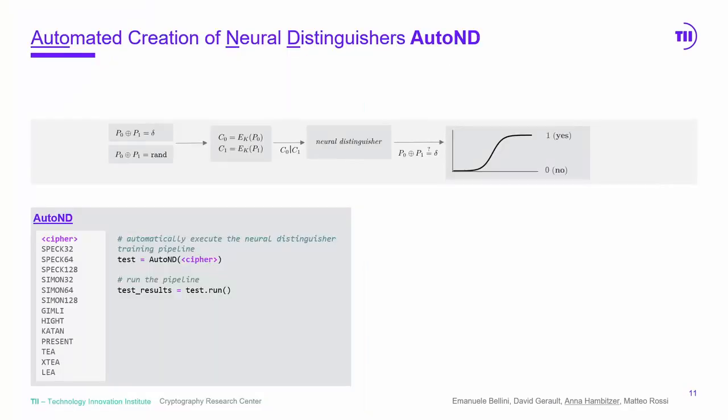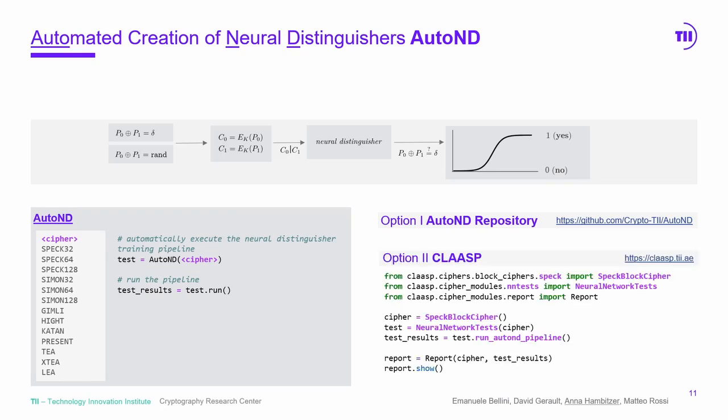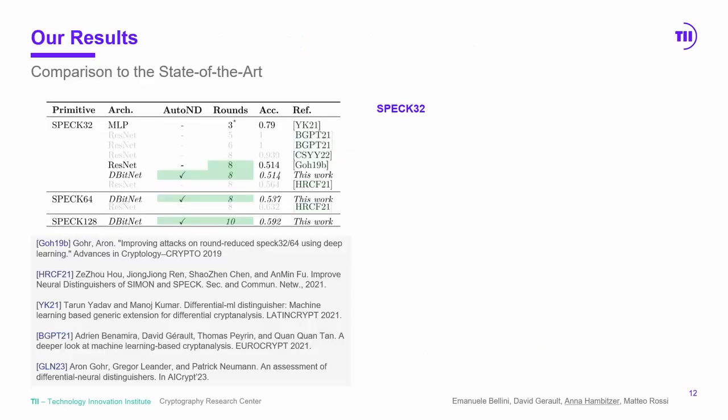Okay, we have implemented this in our tool, which we call AutoND, and you can access it either via our repository, or you can also use Clasp to run the AutoND pipeline. Then let me present the results that we got and conclude.